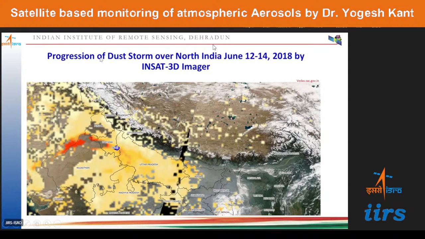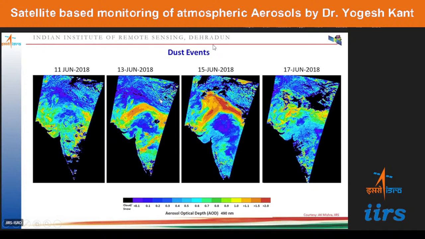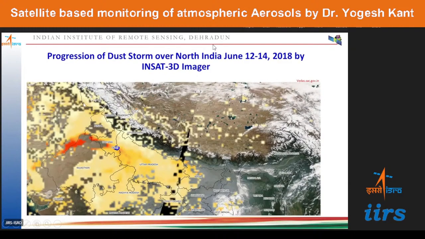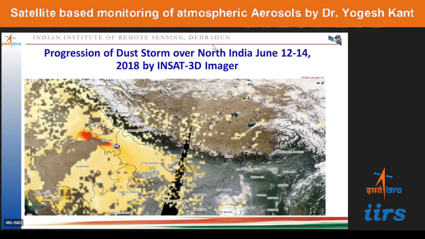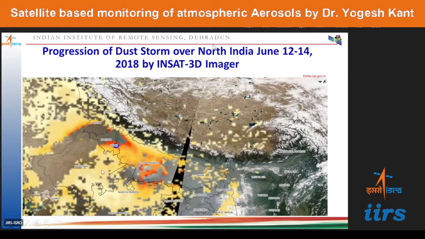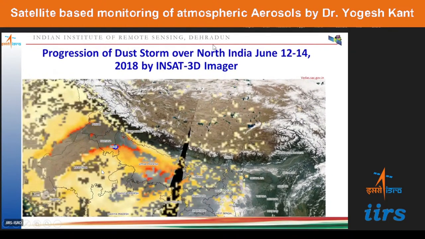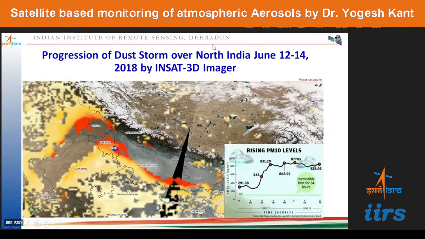Now the same thing. This earlier slide was from the OceanSat 2, and if you want to see the same phenomena in the INSAT, we can also see how it is moving. You see. So within 2 days, every 1 hour, how it is moving. So one can see how it has progressed in the last 2 days.